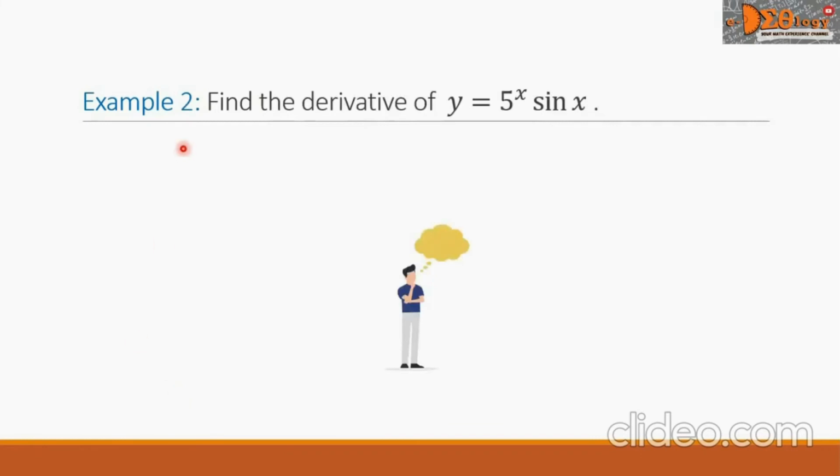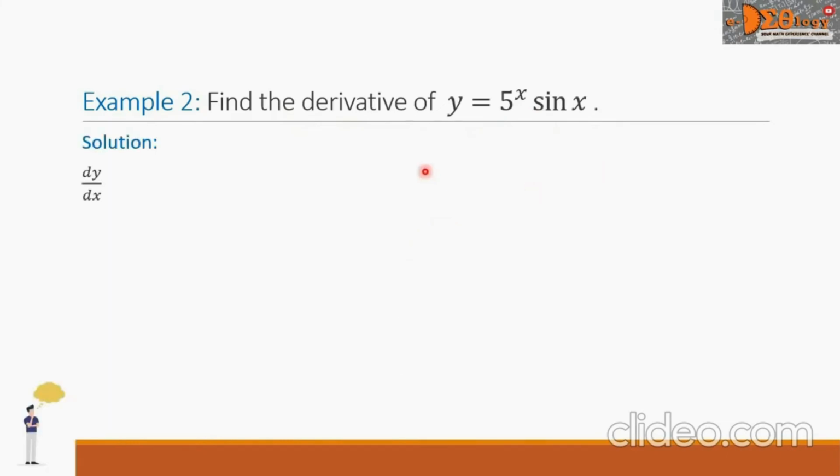Example 2. Find the derivative of y equals 5 raised to x times sine x. For our solution, we will take the derivative of this, but we should remember three things. Number one, the product rule. We can see here that our function is a product of two functions. The first function is 5 raised to x. The second function is sine x.